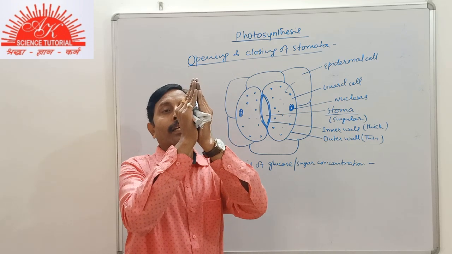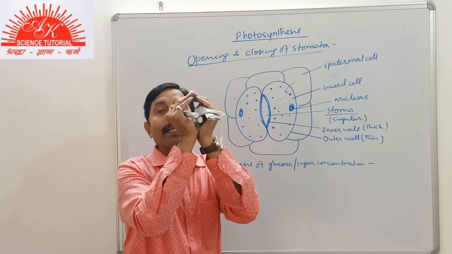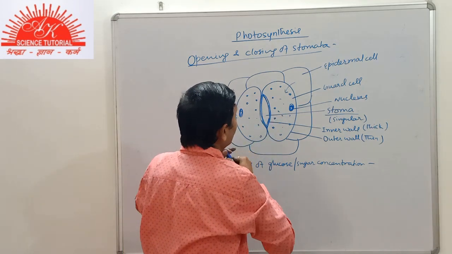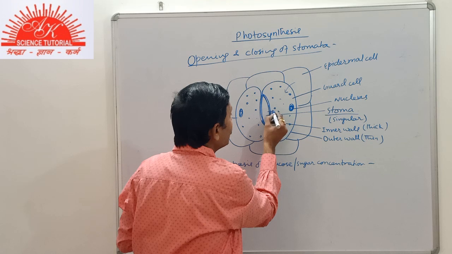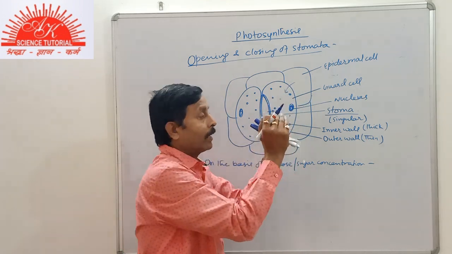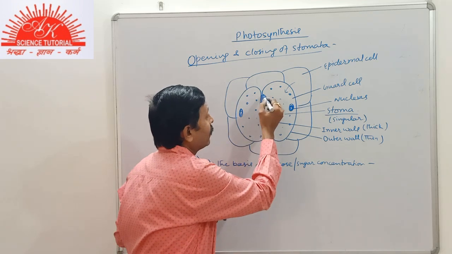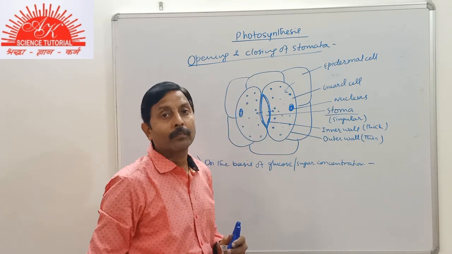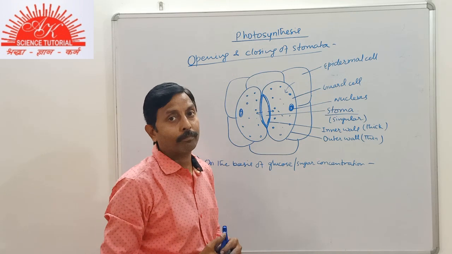It bulges outward, opening the stoma. This part bulges outward. It is a thick wall, and this is a thin wall, so there is a difference in curvature. This bulges outward, opening the stoma. It happens during the daytime.